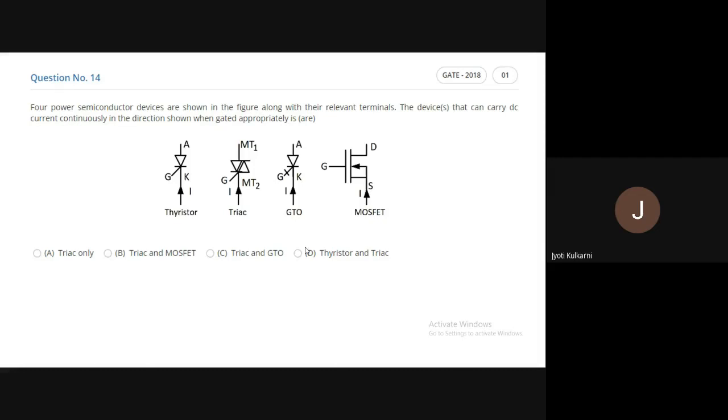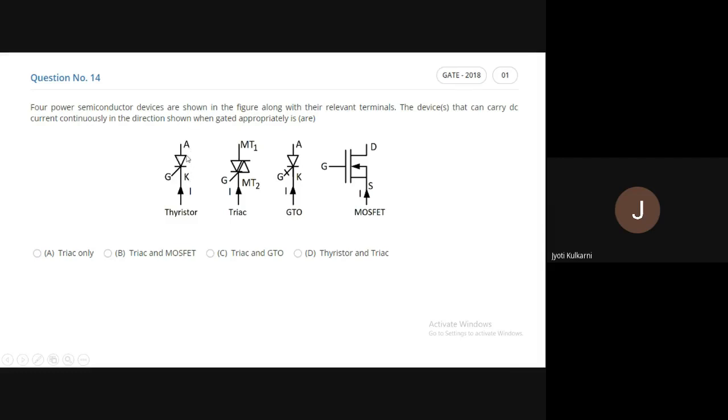Okay. Why triac and MOSFET? I'll give you the explanation, though he knows the answer. Why not thyristor and GTO? Because thyristor and GTO look like a diode, with an arrow type structure. Both thyristor and GTO have this arrow type structure, which has the terminals anode and cathode.